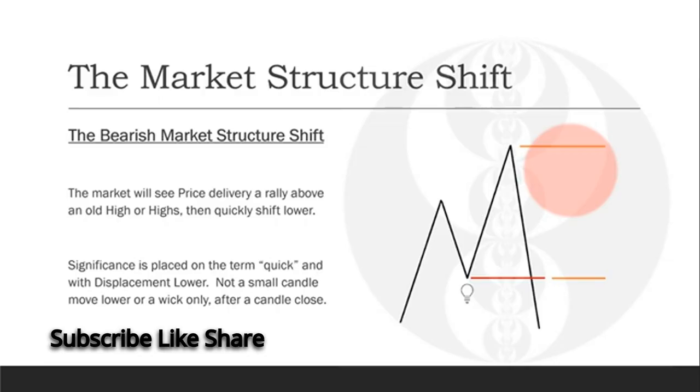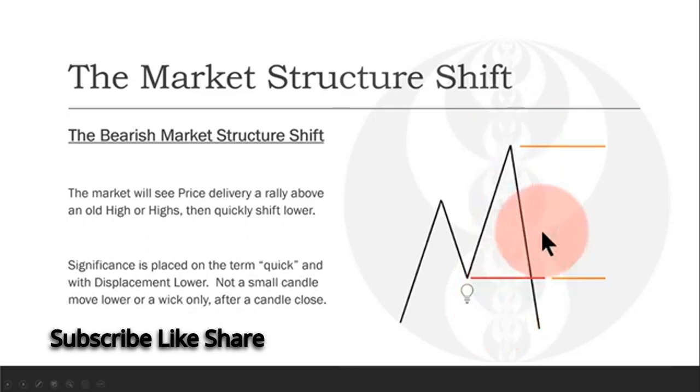The bearish market structure shift. What does that look like conceptually? Well, you have the market trading higher, a short-term little retracement, then it trades above an old high or the initial short-term high that it trades above here, and then it breaks down. Once that low is broken, that's when the new trade idea is now being birthed. The market will see a price delivery of a rally above an old high or highs and then quickly shift lower. That's this right here.